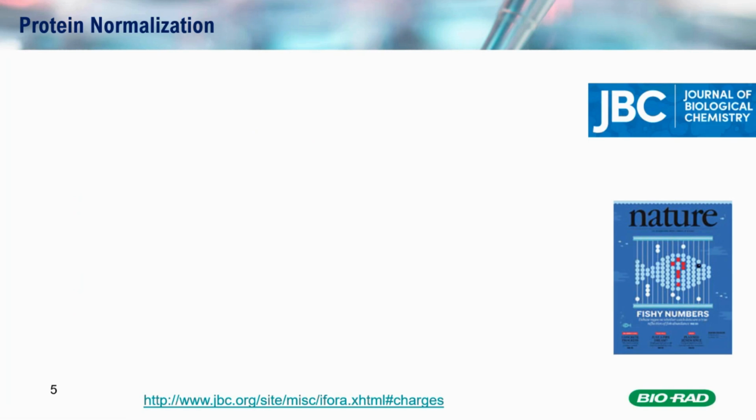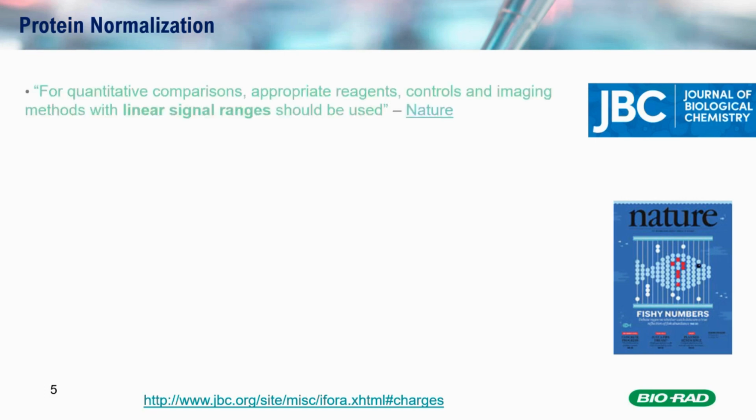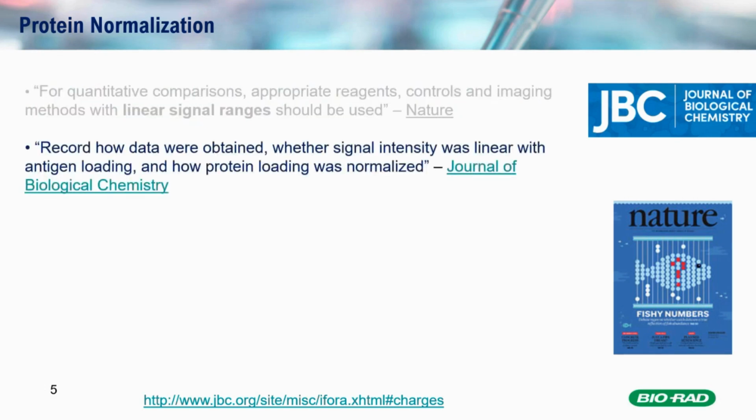which will be published. There are several highly important papers which talk about normalization and signal range. For quantitative comparison of anything that you are going to publish, it should be in the linear signal range, and it's highly important for any type of experiment. This information comes from Nature, and the others come from the Journal of Biological Chemistry.